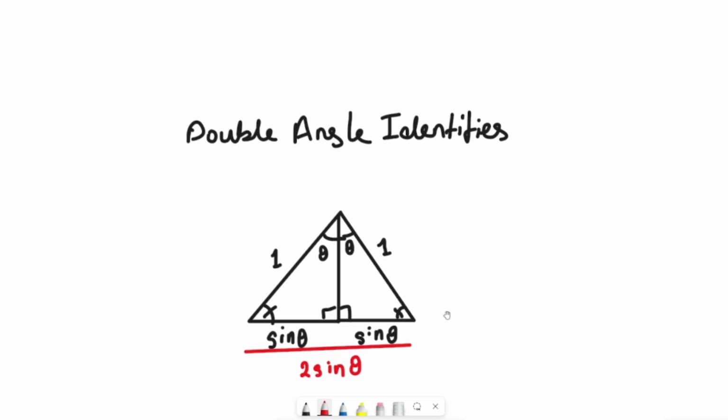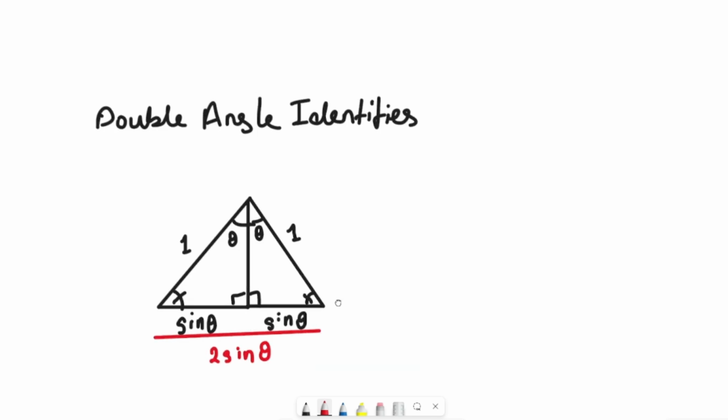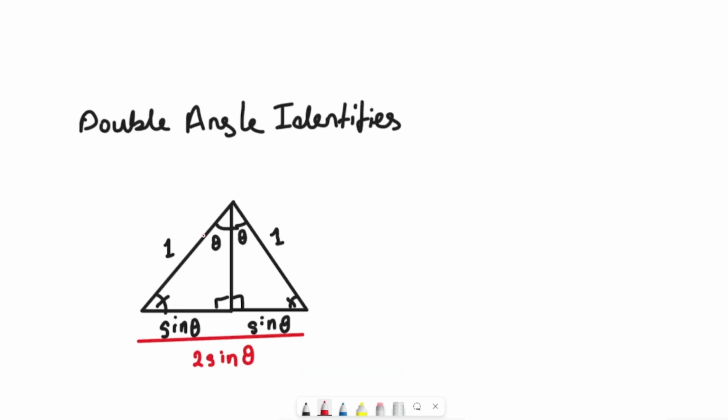Now notice that if I add these angles for the larger triangle, this whole angle becomes 2 theta. So this whole angle for this triangle is 2 theta, and this side is 2 sine theta. This side is 1, and this side is 1, and this is 90 minus theta, and this is 90 minus theta. So by using the sine rule, I can derive the first double angle identity.